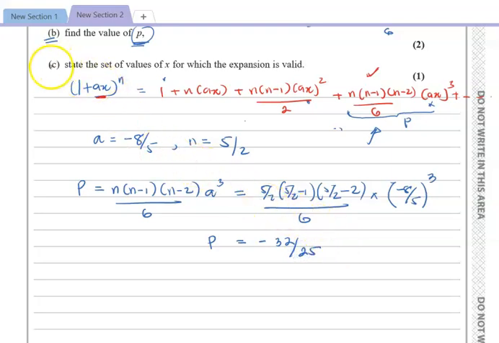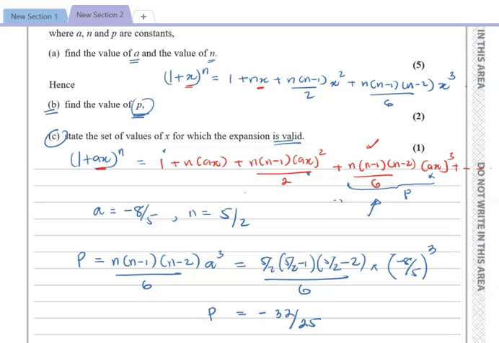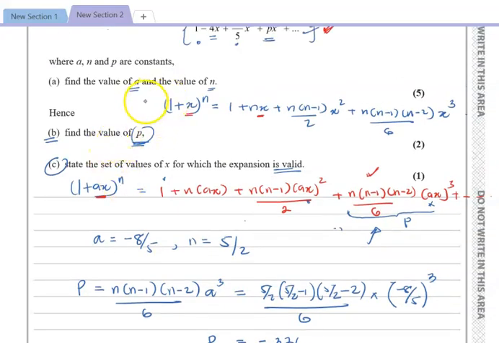The next question, question C. Question C, we are stating the validity of the expansion. Now remember, for the validity of the expansion, you have to know where the binomial came from. This is the binomial expansion, and for this binomial expansion, it is always valid when the x value is between -1 and 1. That's the validity of that expansion.